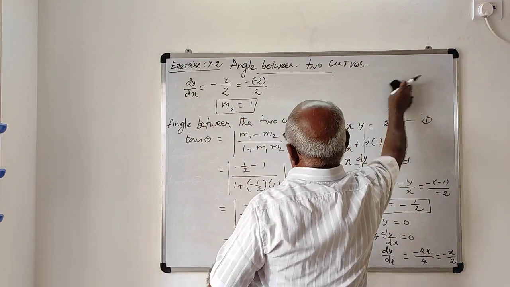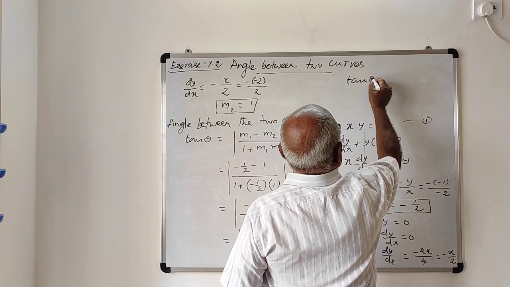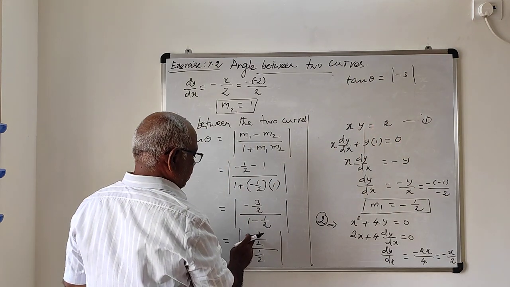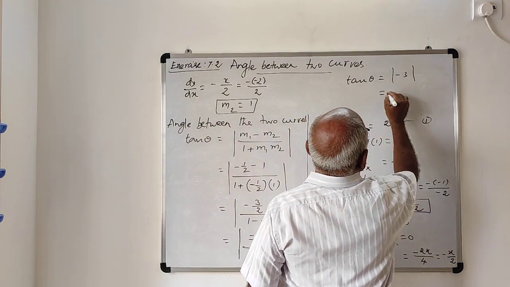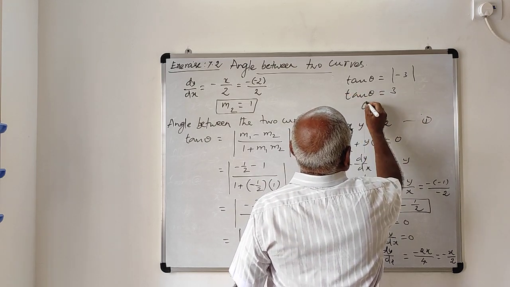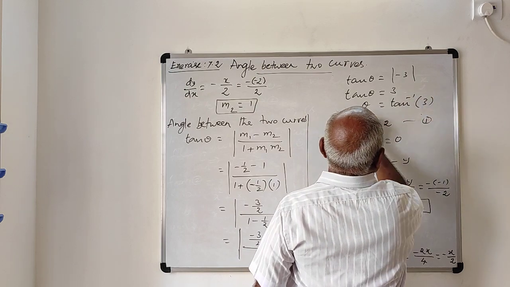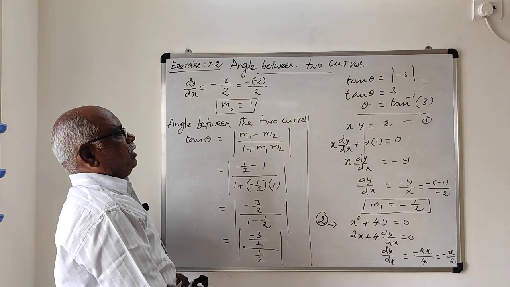what is that? Tan theta, final step. Tan theta equal to mod of minus 3, because 2 cancel. Mod of minus 3 is 3. Tan theta equal to 3. Theta equal to tan inverse of 3, this is the acute angle between the two curves.